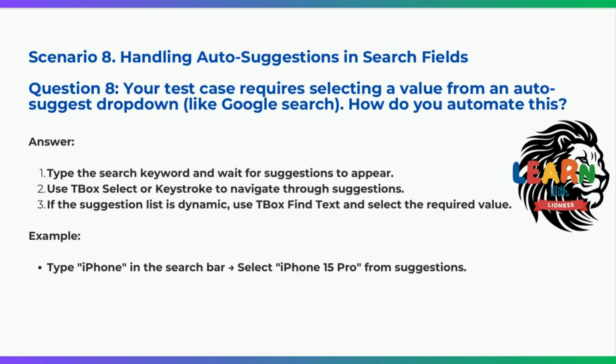Scenario 8. Handling auto-suggestions in search fields. Question 8. Your test case requires selecting a value from an auto-suggest dropdown, like Google search. How do you automate this? Answer. 1. Type the search keyword and wait for suggestions to appear. 2. Use TBox Select or keystroke to navigate through suggestions. 3. If the suggestion list is dynamic, use TBox Find Text and select the required value. Example. Type iPhone in the search bar, select iPhone 15 Pro from suggestions.